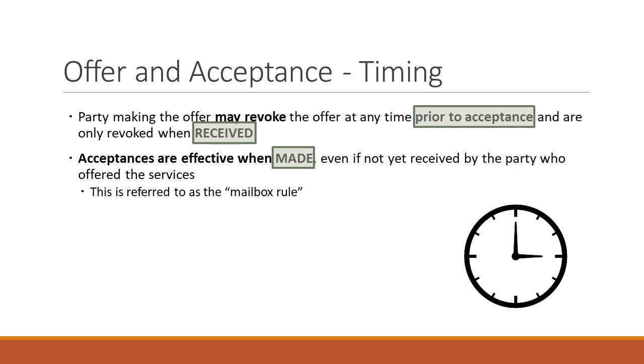I accepted it before I actually opened up and received your revocation. There may be a question on the test. I've had it in the past, not on all of my exams, on kind of this: Party A sends it at this time, party B sends it at that time. So take a look at this. Again, offers are effective when they're received, revocations when they're received, acceptances are when they're made. Doesn't matter whether received or not. Okay?